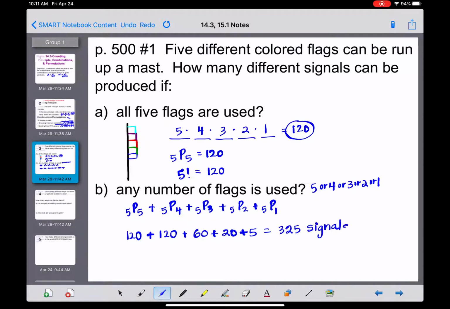Now, I know the last one, I didn't write signals next to the 120. It is 120 signals. IB is not going to be really picky about you labeling. They never are. And on the Schoology assignment, I've tried to provide the labels for you. You won't type the labels in. So if I left a label off, then you're just going to type in the number. So that's how you would do it when it says any number of flags used for that signal.